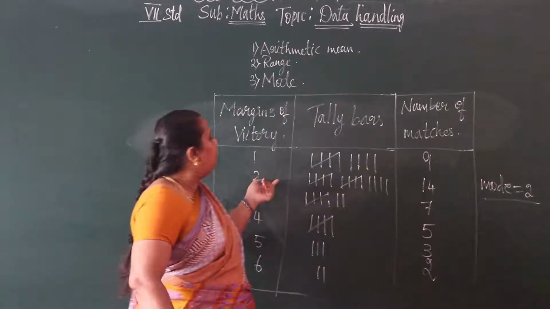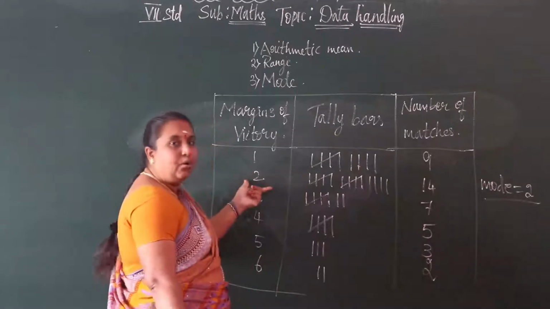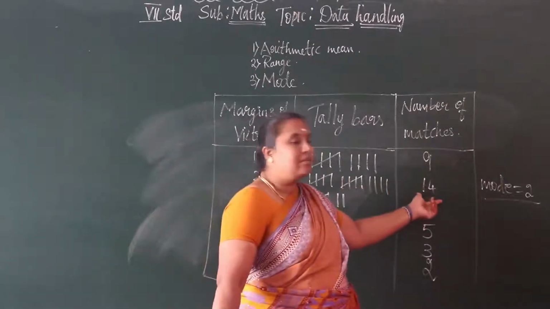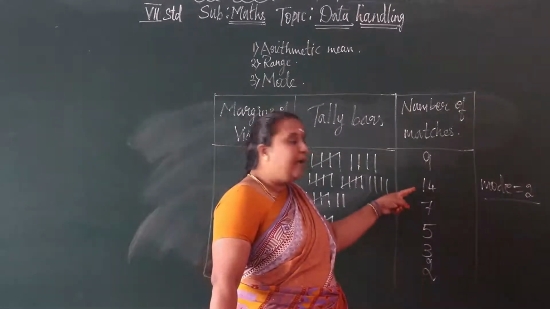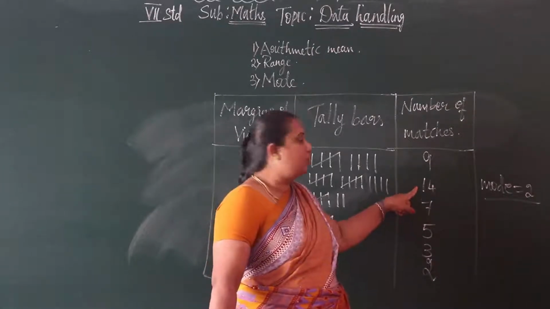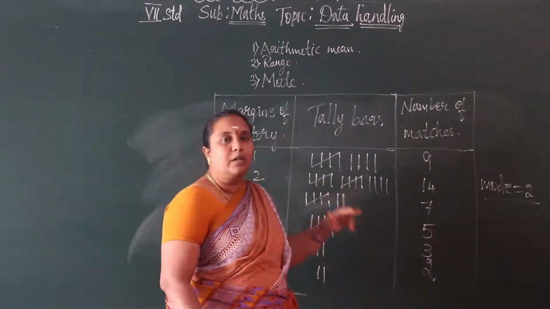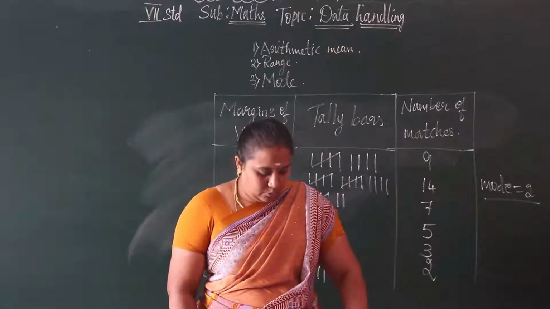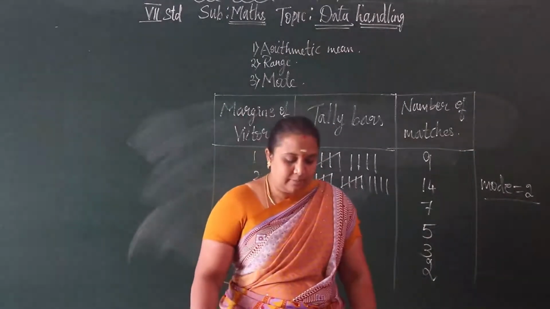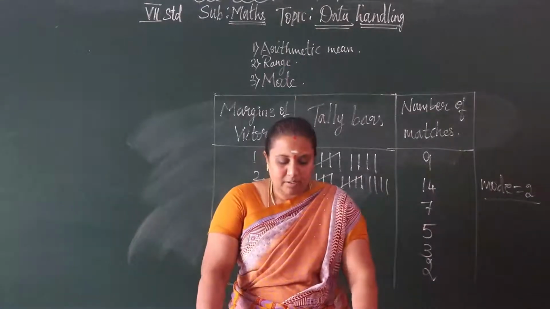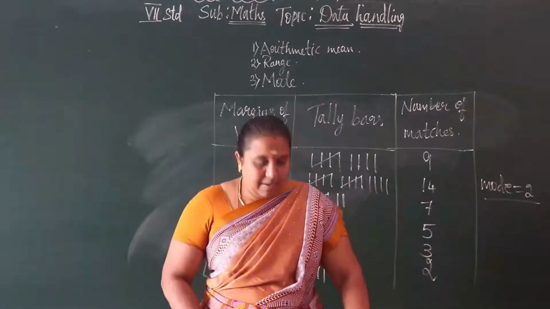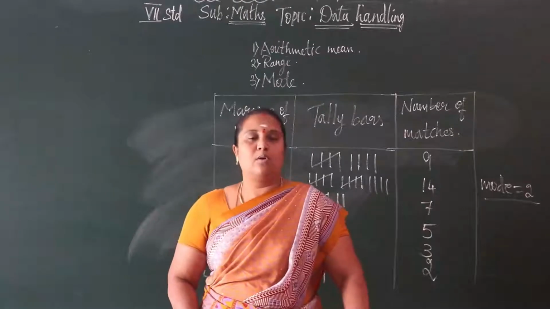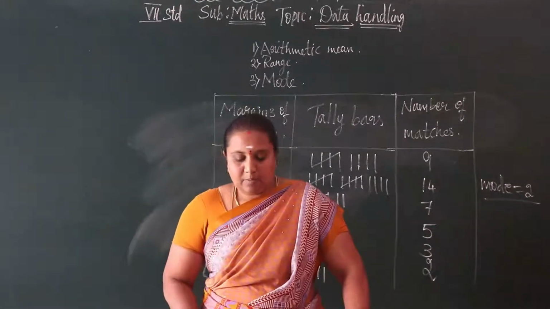Okay. So here we have margin of victory 2 in 14 times. Which is the more here? 2 is the more times they are getting. So the mode equals 2. Okay, understood? So this is given to you: the most number of matches have been won with a victory margin of 2 goals. So 2 goals is the mode.